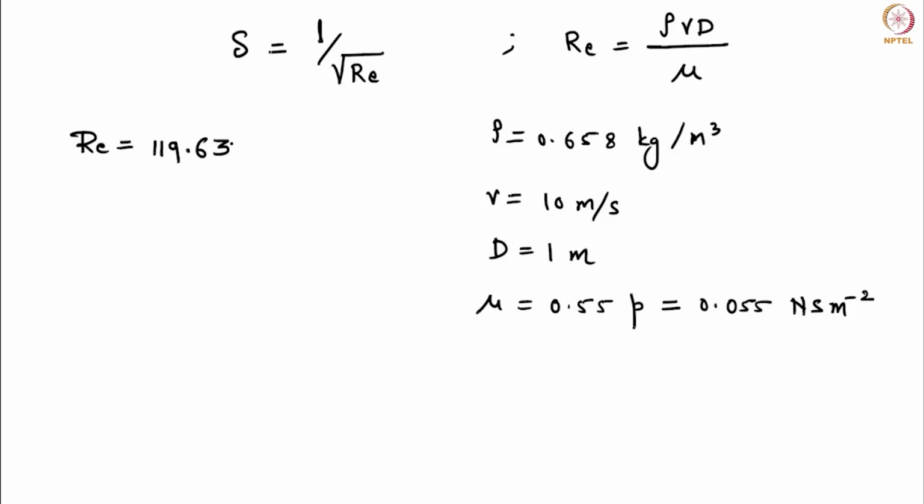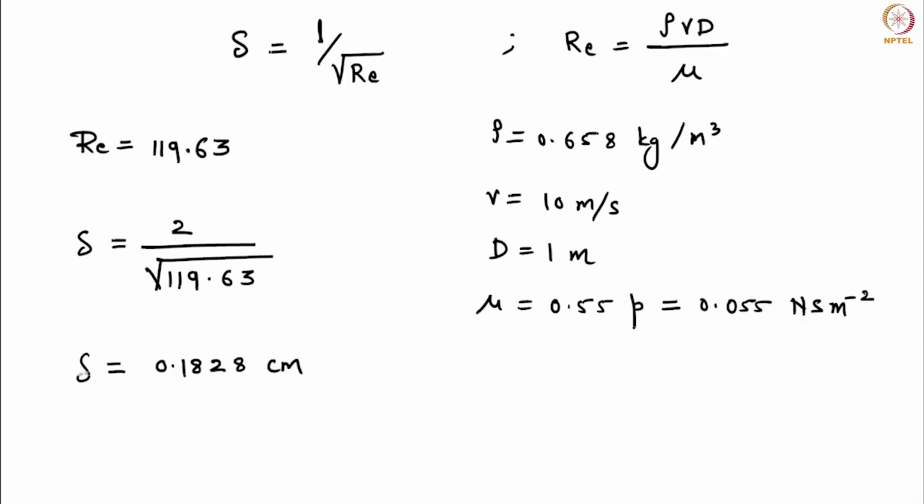And once we have the value of Reynolds number, now boundary layer thickness is very easy. L is given in centimeter. I can just leave it in centimeter because it doesn't matter. Reynolds number is a dimensionless number. So if I take my L value in centimeter, then I'm going to get also the boundary layer thickness in centimeter. So from here, what I get is 0.1828 centimeter. So that is basically my final answer.